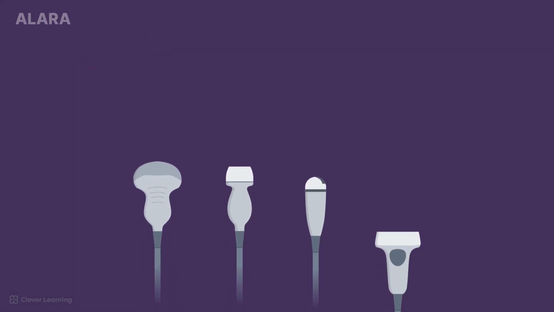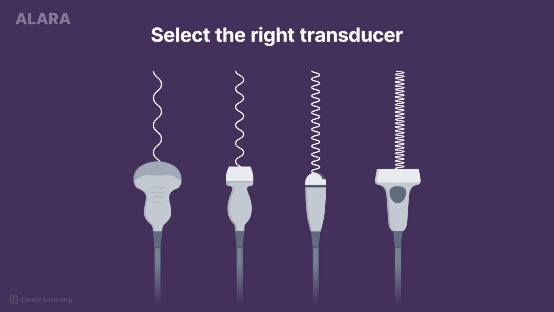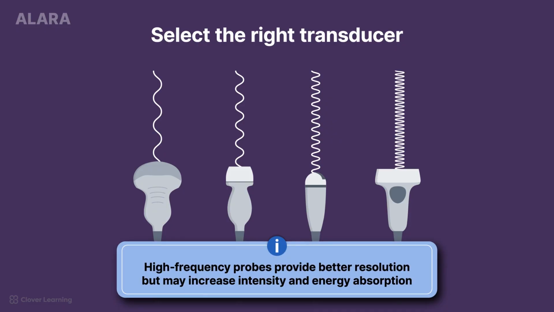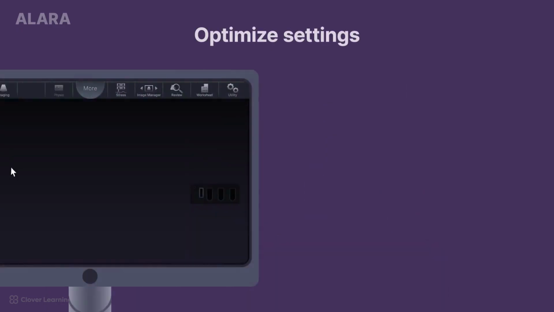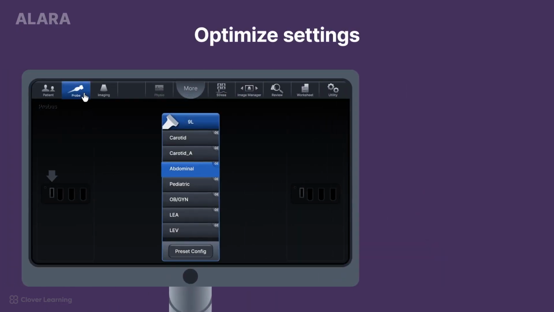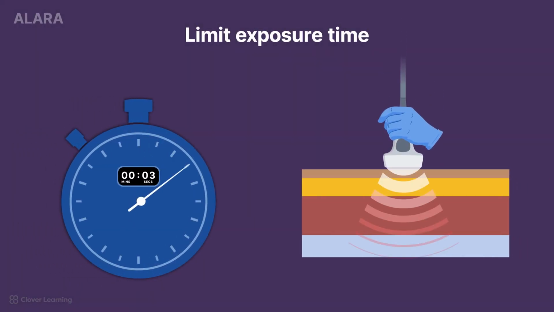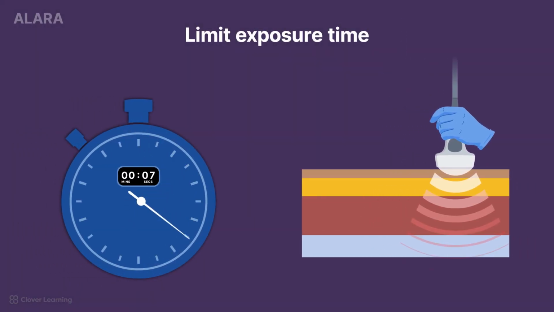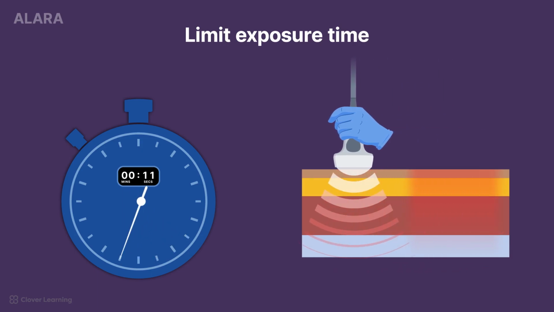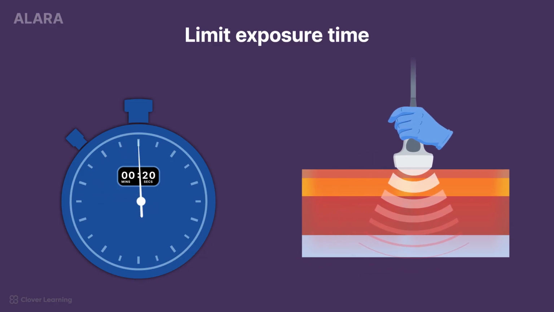There are 3 essential steps to applying ALARA in practice. Select the right transducer. Higher frequency probes provide better resolution but may increase intensity and energy absorption in superficial tissues. Optimize settings. Use the lowest possible output power that still provides clear images. Optimizing settings should also take into account patient-specific variables like age, tissue composition, and pregnancy status that can impact susceptibility to bioeffects. Limit exposure time. Perform efficient scans, avoiding unnecessary dwell time on one area. Limiting dwell time is especially important for fetal ultrasounds. Longer scan durations increase the potential for thermal effects.